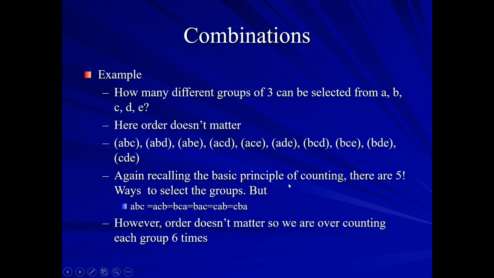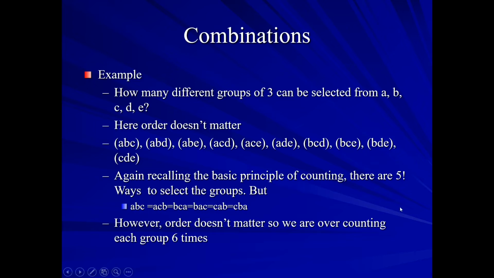We need to recall the basic principle of counting. I've got 5 letters, so there are 5 factorial ways to select the groups. But again, order doesn't matter, because ABC is the same as ACB, is the same as BCA, is the same as BAC, is the same as CAB, is the same as CBA. In other words, if I look at Tom, Jim, and Bob, those same names, Bob, Jim, and Tom, doesn't matter. I've chosen those 3 individuals.